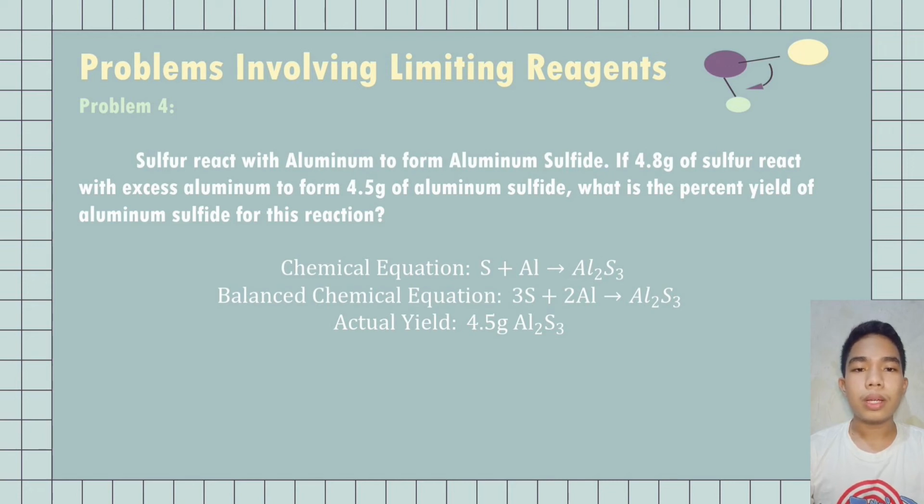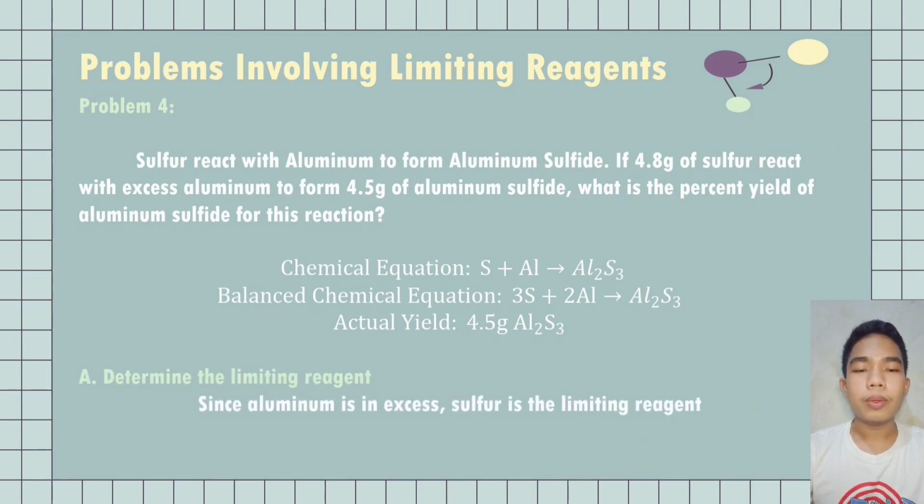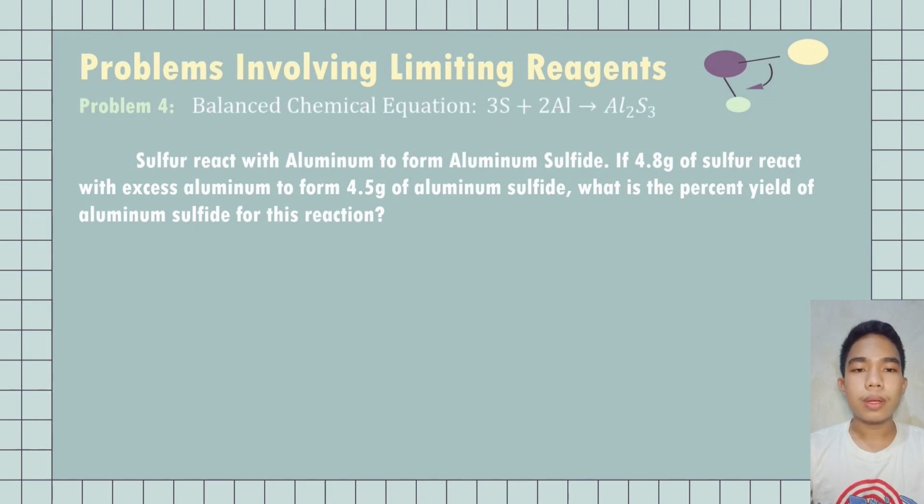First, write the chemical equation of the reaction and make sure it is balanced. The balanced equation of the reaction is 3 moles of sulfur reacted with 2 moles of aluminum to form 1 mole of aluminum sulfide. Now, to find the percent yield of aluminum sulfide, first we need to determine the limiting reagent. In this problem, since the sulfur is reacted with excess aluminum, then the limiting reagent is sulfur. Next, find the theoretical yield.